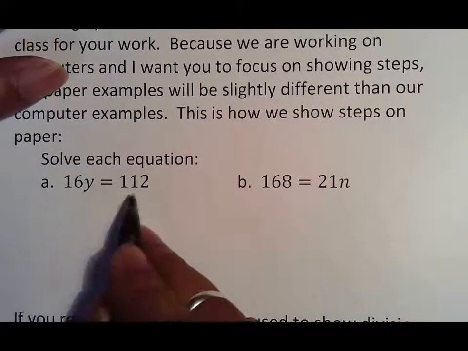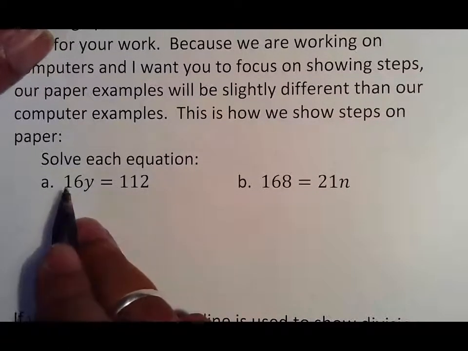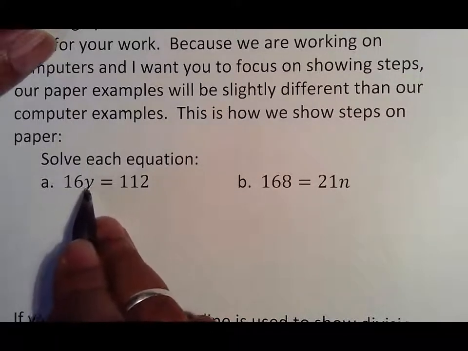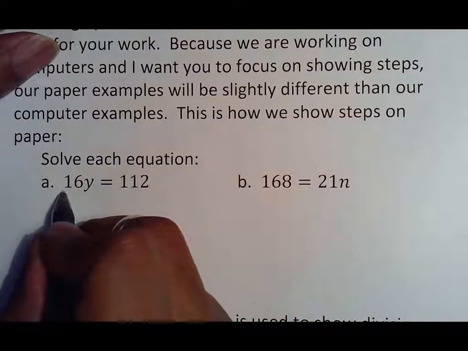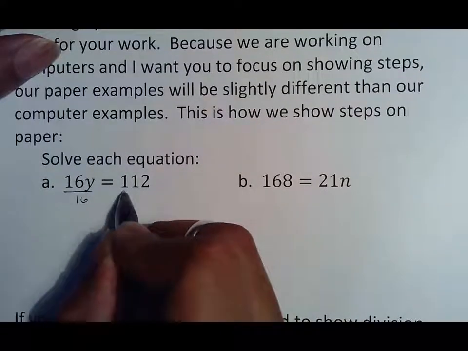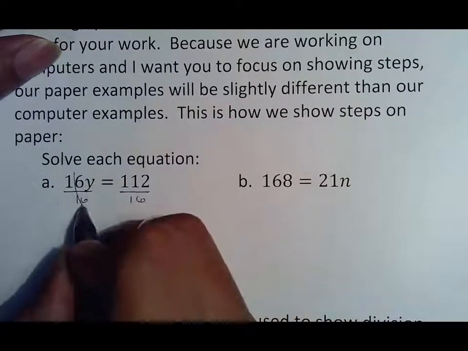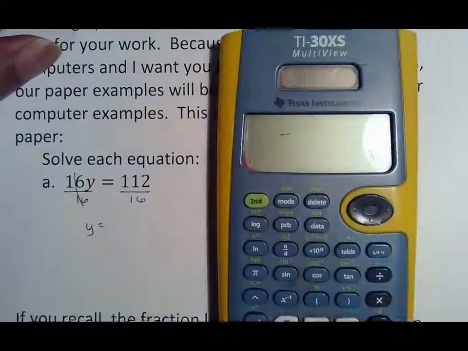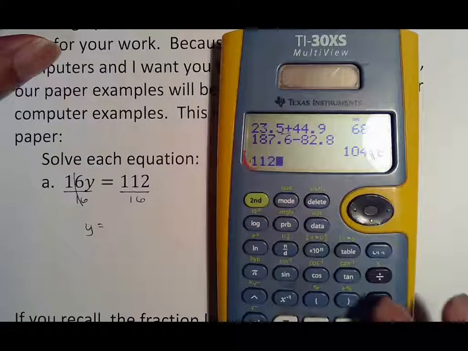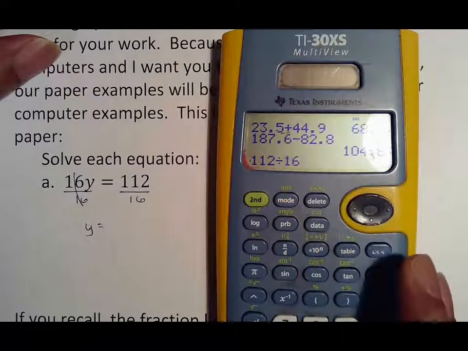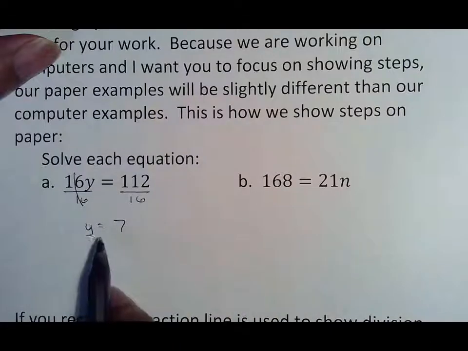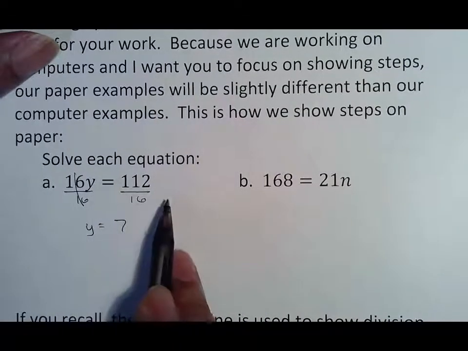So when you see 16y equals 112, we understand that 16 is what has to go, and it's being multiplied, and so we need to get rid of it by dividing. On paper you will show divided by 16, divided by 16, and cancel that out. Y would come down. 112 divided by 16 is 7, and so that would be my answer. And that would be the 4 boxes if I could do it, but you can't show that on the computer.